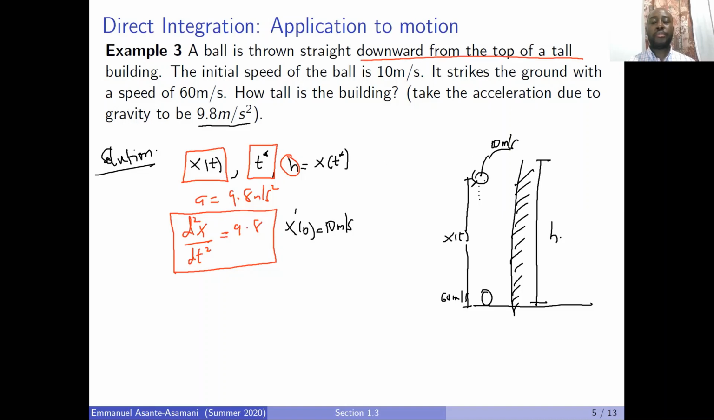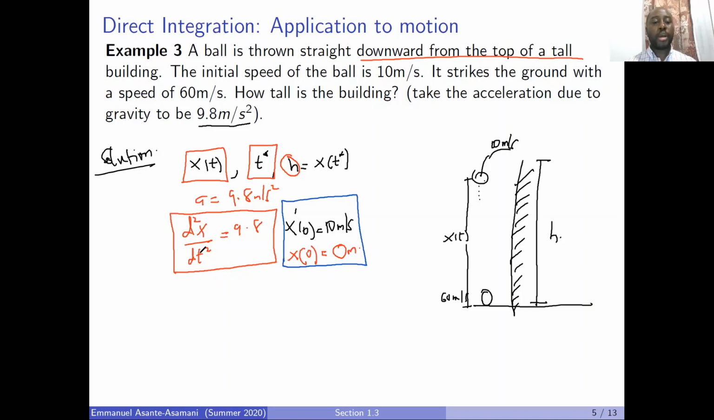All right. So if x of t is measuring the distance traveled by the ball at any time, then what do you think the distance traveled by the ball at time 0 would be? Correct. Yes, 0, because it starts from the top of the building. So this is going to start at 0 meters. And so these two conditions will form our initial conditions. Okay. So now we have an initial value problem, and we expect to find one solution that can help us to identify what the height of the building is.